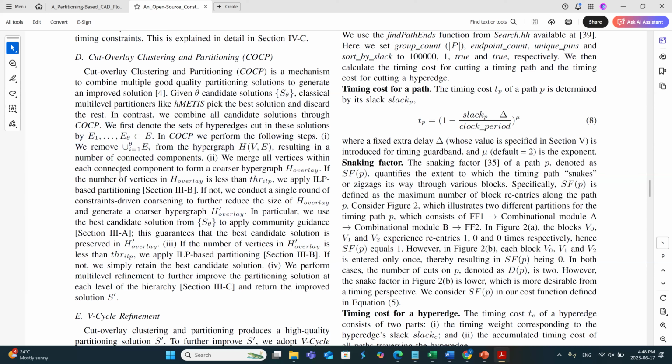And they actually go and find, across the solutions that they have kept, the hyperedges that are cut in those solutions, and they remove them from the graph. And then they find the strongly connected components in what's left. What that means is they're basically finding nodes. I believe what this is doing is finding nodes that are kept together in the same partition across many different partitioning solutions. So they're actually extracting essentially commonality from a whole bunch of candidate partitioning solutions that they've created.